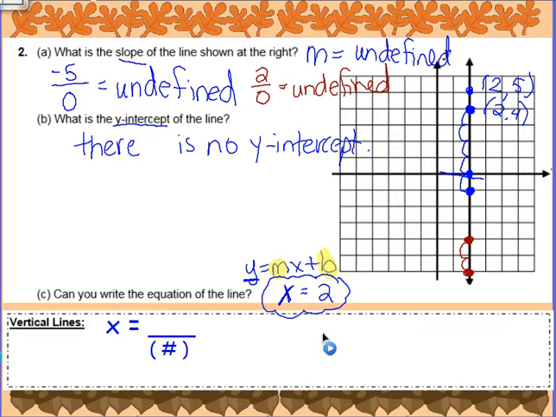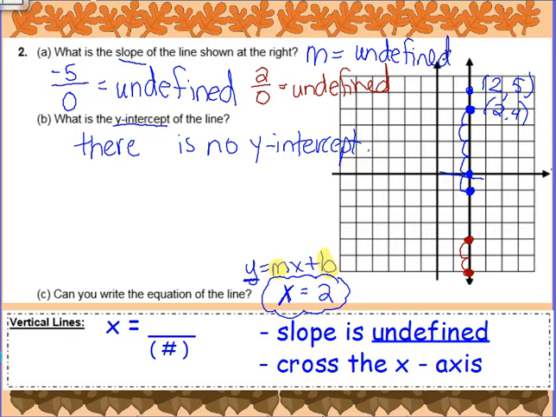The slope of a vertical line is undefined, and a vertical line will always cross the x-axis. So please copy this down. Pause if you need to.